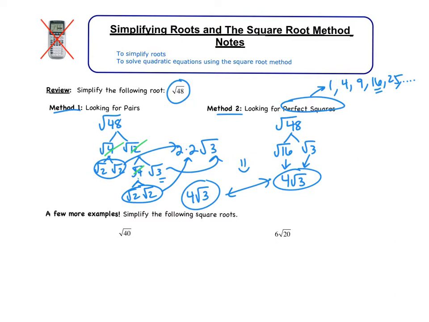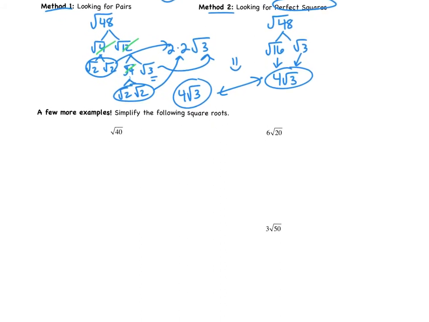Now, if you know your perfect squares really well, you might like method 2. Some of us who don't know our perfect squares as well, or they don't come to mind very quickly, method 1 might be better. So we're going to do a few more examples, and then we're going to move on and talk about the square root method.